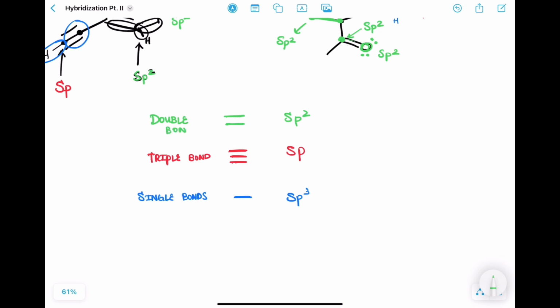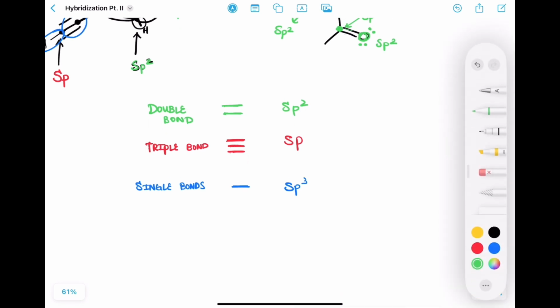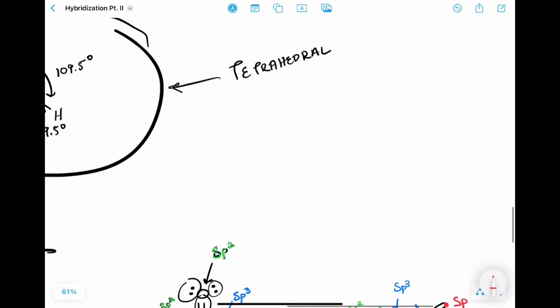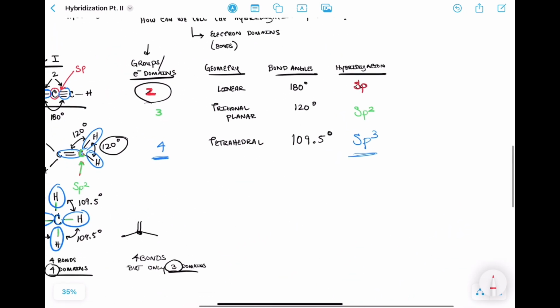This is going to be a double bond. Now I can also have a triple bond in a different way. Let's say I have an atom that looks like this. Is this going to be sp2 or sp3? How many domains does this have? 2, right? So if we go up to our chart, we have 2 domains, therefore it's sp2.